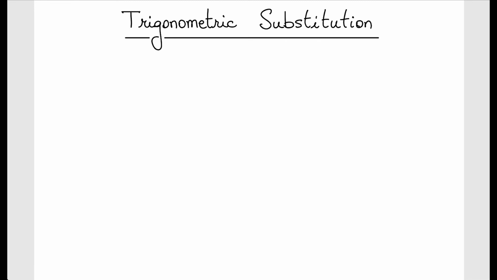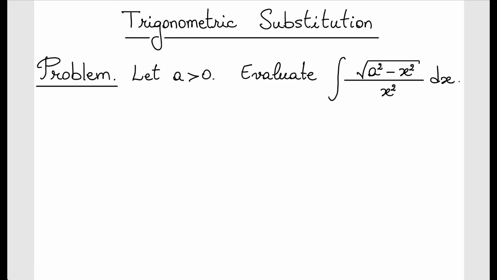Trigonometric substitution. Let's consider the following problem. Suppose that a is a positive constant and we would like to evaluate the primitive of the square root of a squared minus x squared, divided by x squared, dx. Let's assume for a second that this x squared is not there, and instead we have an x upstairs.